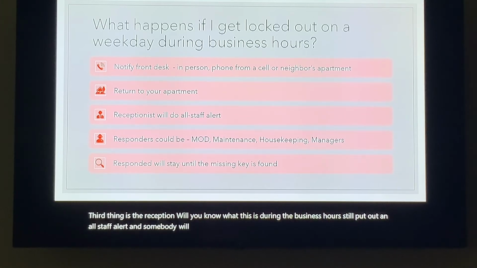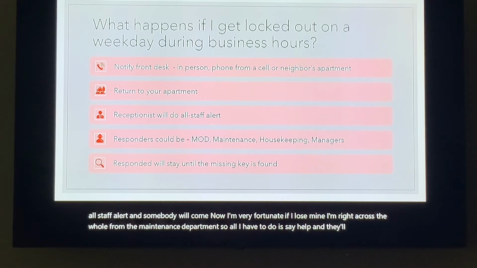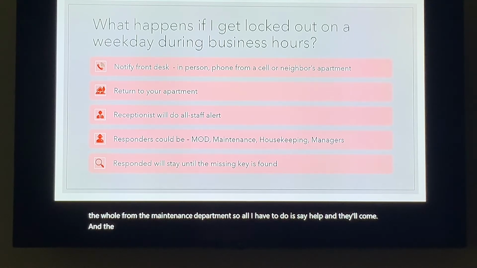Now, I'm very fortunate. If I lose mine, I'm right across the hall from the maintenance department. So all I have to do is say, help, and they'll come. But I'm not going to forget my key. And the responder will stay until the missing key is found. That's important. And that's good to know. Next.